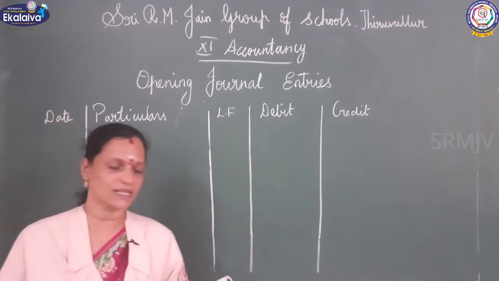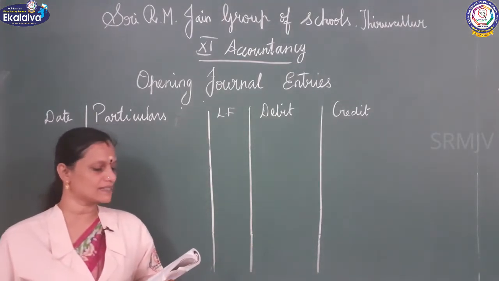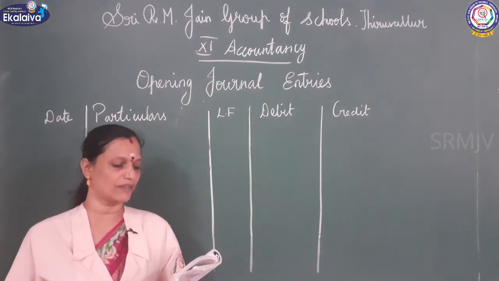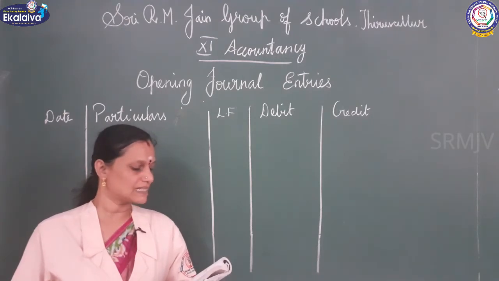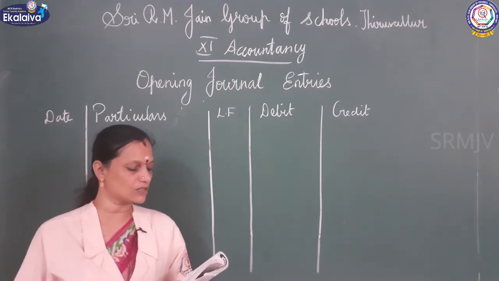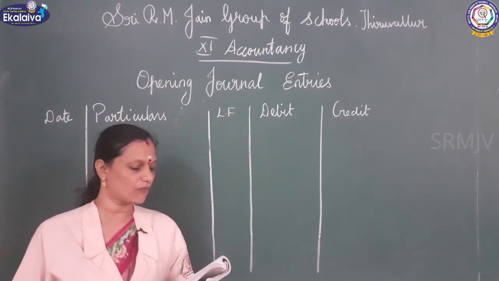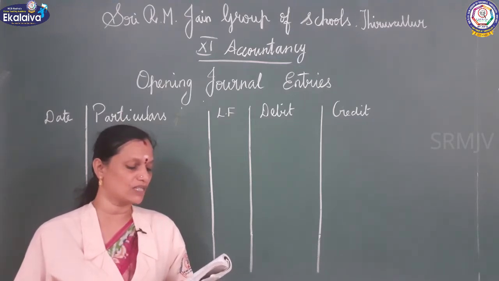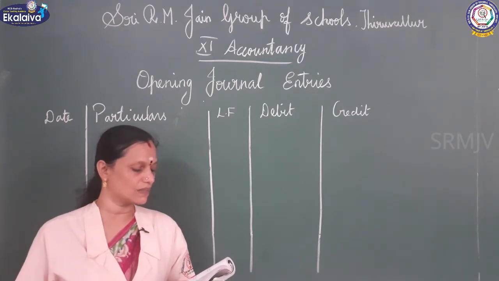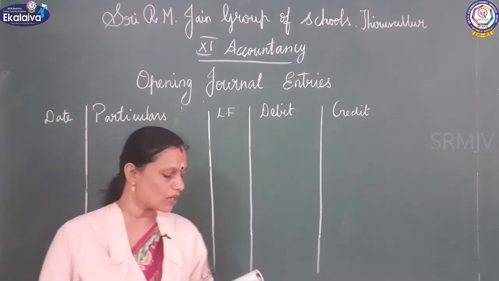Now we move on to the sum, children. The following balances appeared in the book of Vinod on January 1st, 2018. Assets: cash 40,000, stock 50,000, amount due from Ram 20,000, machinery 40,000. Liabilities: amount due to Vijay 10,000. Pass the opening journal entries and post them to Vinod's capital account. So how we should write?